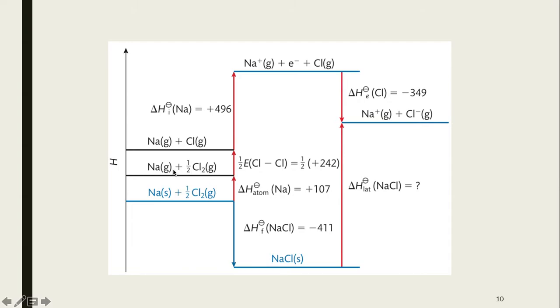Each step of the cycle changes one thing at a time. The next step was breaking the chlorine molecule so that we could get one chlorine atom. That's where we did the 1/2 times the bond enthalpy. So here we're left with Na, that is a gas, and chlorine, that is a gas. So the next steps that we did on the previous slide was to turn them into ions.